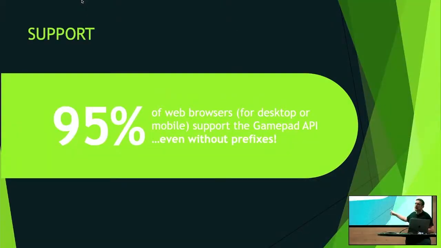And that's the next point. The Gamepad API is supported by 95% of the current browsers. That means that it's going to work on Safari, Firefox, Chrome. You can plug this bad boy to your phone, and it's going to work too. This is important. And you don't need prefixes. If you want to add them for maybe all browsers, you can do it, but you don't need to do it. It's going to work out of the box.